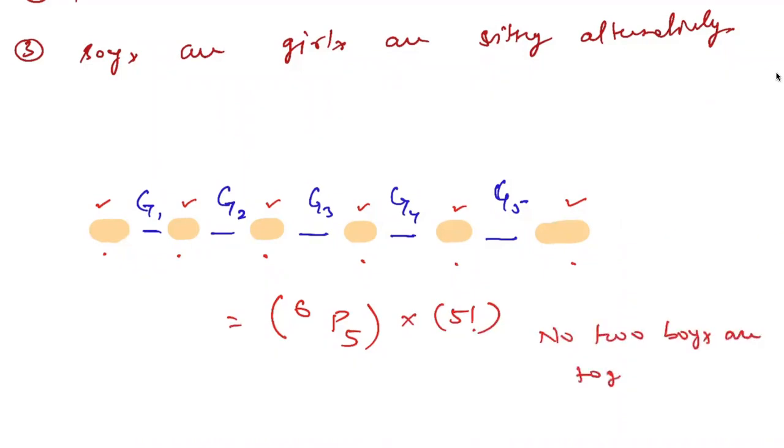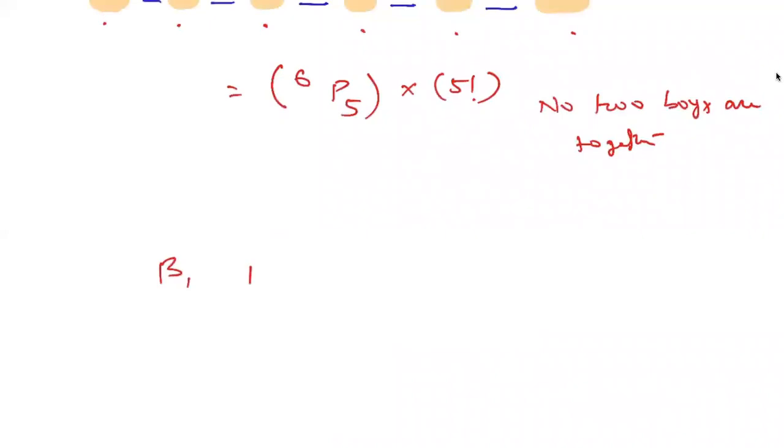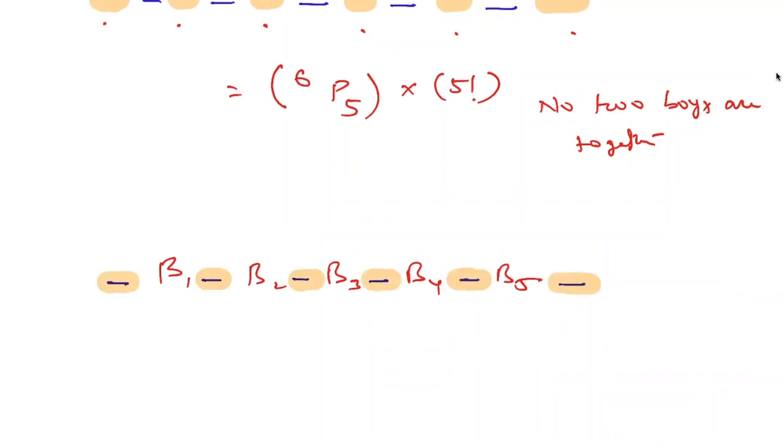for no two boys together. Second one, no two girls are together, the same thing. First the boys, 1, 2, 3, 4, 5, and then 1, 2, 3, 4, 5, 6, six gaps are there, and again they can go in the same way. So 6P5 for girls, and boys can arrange themselves in factorial 5 ways.